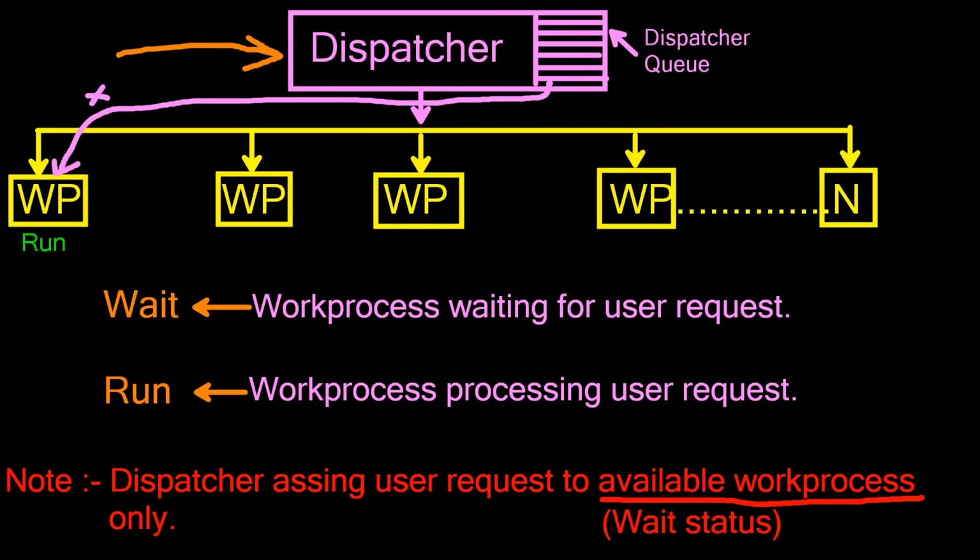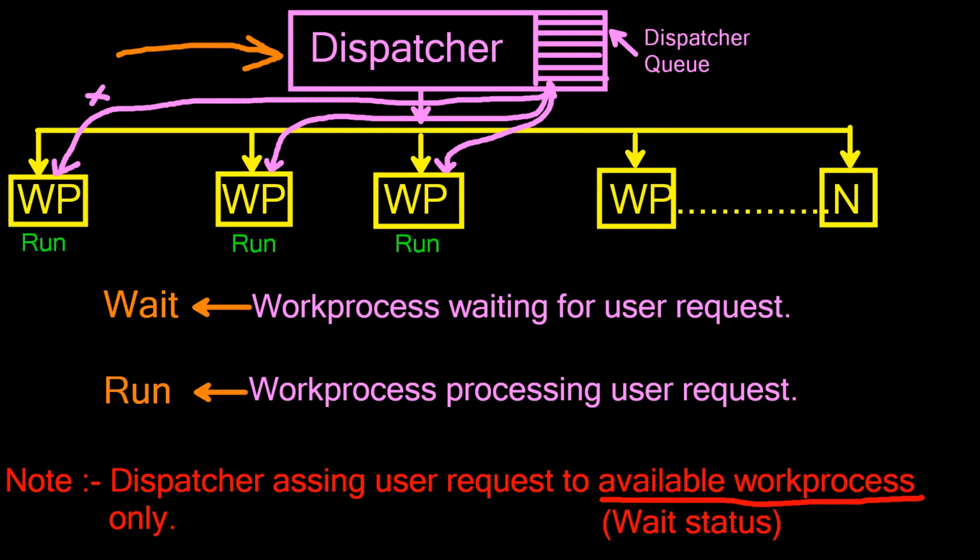Next, the same request is tried against the second work process. Unfortunately, this is also run status. Again, the dispatcher tries to assign the user request to the third work process. Unfortunately, the third work process is also run status.